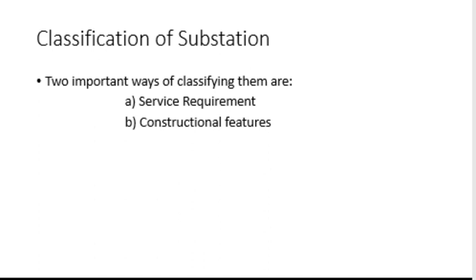As the name suggests, the service requirement is about how your substation is going to serve, whether it will be changing the voltage, whether it will be changing the frequency, whether it will be changing the AC supply to DC supply, and so on. And in the constructional features, we see how it is made and what the differences are in the construction of different substations. We have to see these two classifications: service requirement and constructional features.